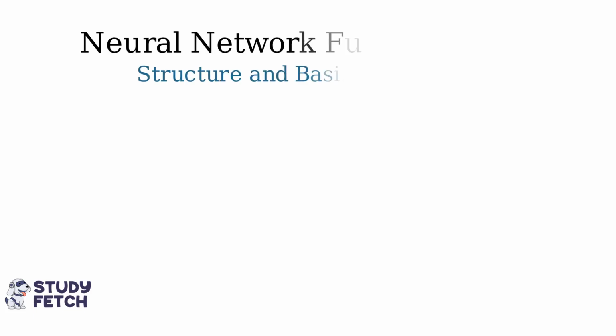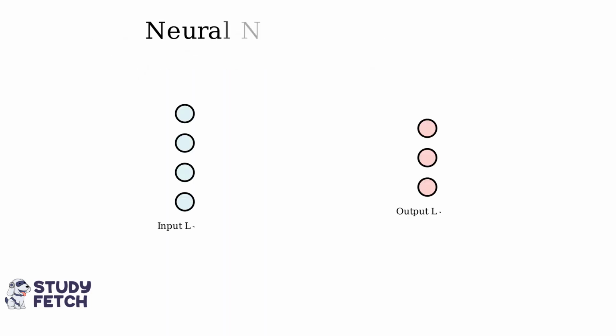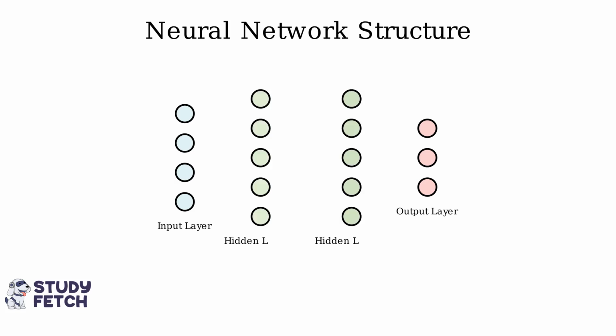In this section, we'll explore neural network fundamentals, focusing on their structure and basic operations. Neural networks are computational models inspired by the human brain. They consist of interconnected nodes or neurons arranged in layers. A typical neural network has an input layer that receives data, one or more hidden layers where processing occurs, and an output layer that produces the results.